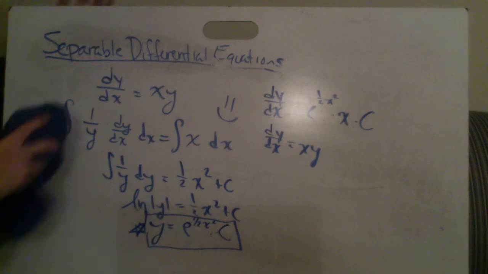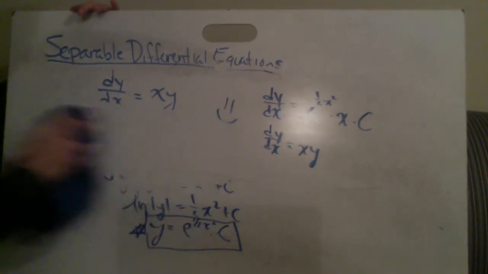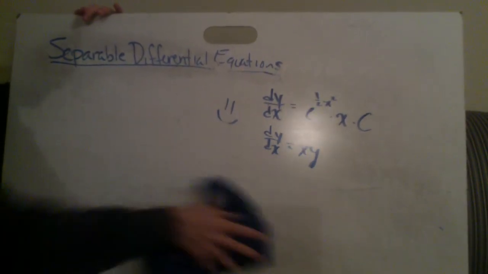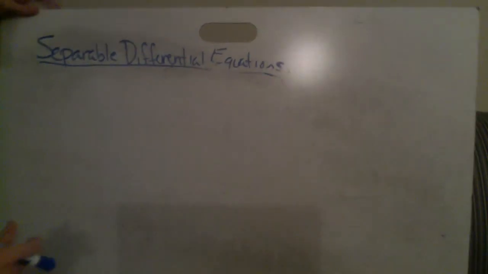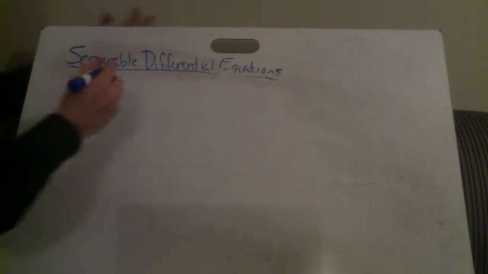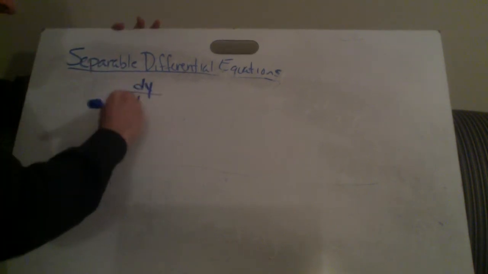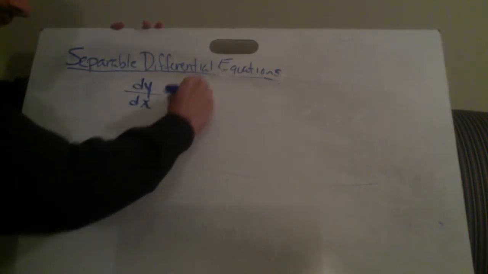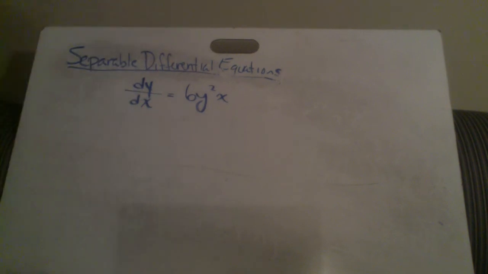Here's what I'm going to do right now. I'm going to put up another separable differential equation. And once I do, I'm going to ask that you pause the video and try this one on your own. And then I'm going to do it out here for you, so that if you're not feeling totally confident about how it went, you'll have a solution. So why don't you take a look at this particular differential equation. dy dx is equal to 6y squared x. Here it is. Take a minute, pause the video, try it out on your own, see how it goes.